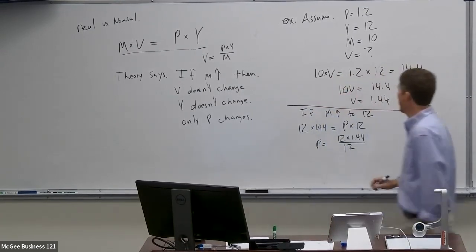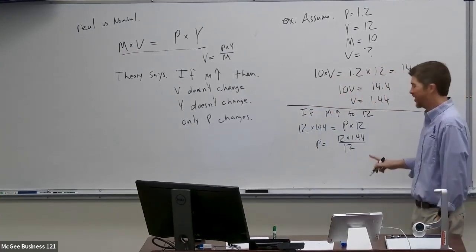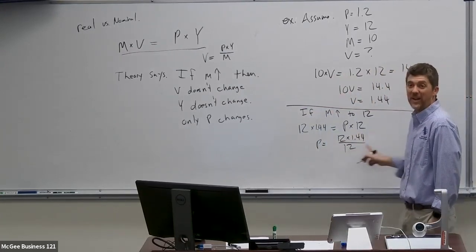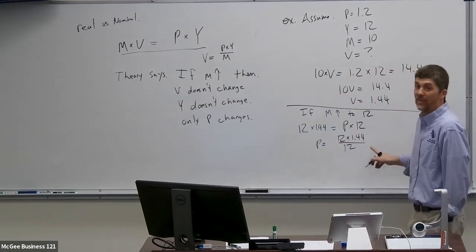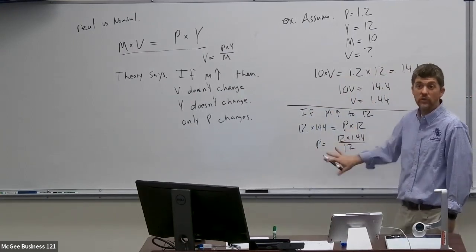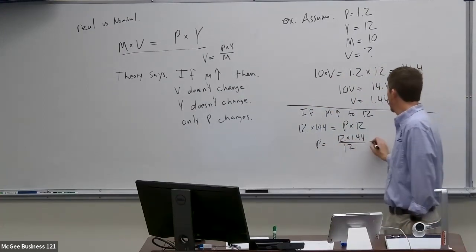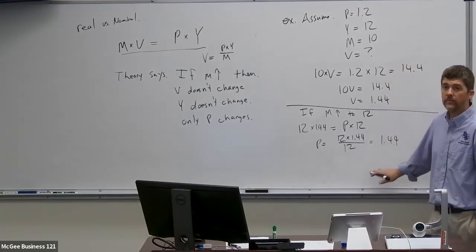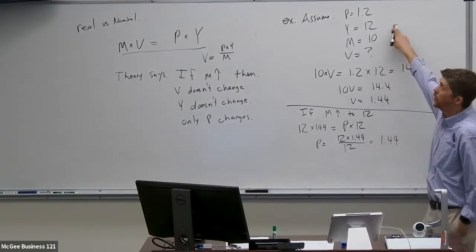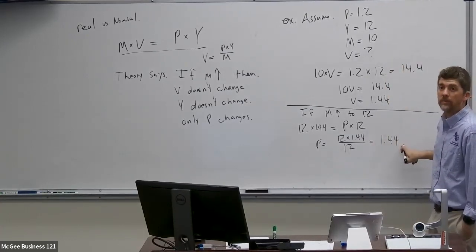Oh, I didn't mean to make that clean of a question. In this case, those 12s are going to cancel out. We're going to end up with 1.44 again. That's just a kind of a lucky situation. You're not always going to be able to cancel this out. You'll just get a number from this. In this case, we're going to get 1.44 from this also. This will be the new price. The price went from 1.2 to 1.44.